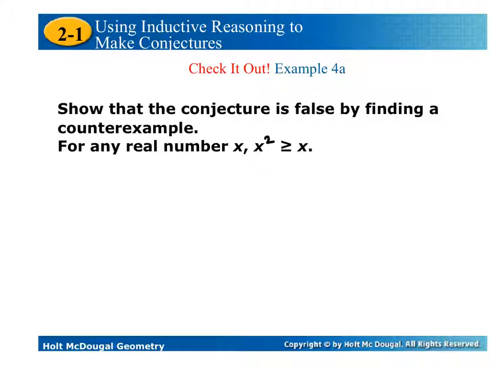Show that the conjecture is false by finding a counterexample. For any real number x, x squared is greater than or equal to x. Casey. 1. So let's have x equal 1. What's x squared? 1. So 1 is greater than or equal to x, which is 1. So this is true, right? Because it's equal to. You have to make a counterexample. So we need something that shows that it's false.